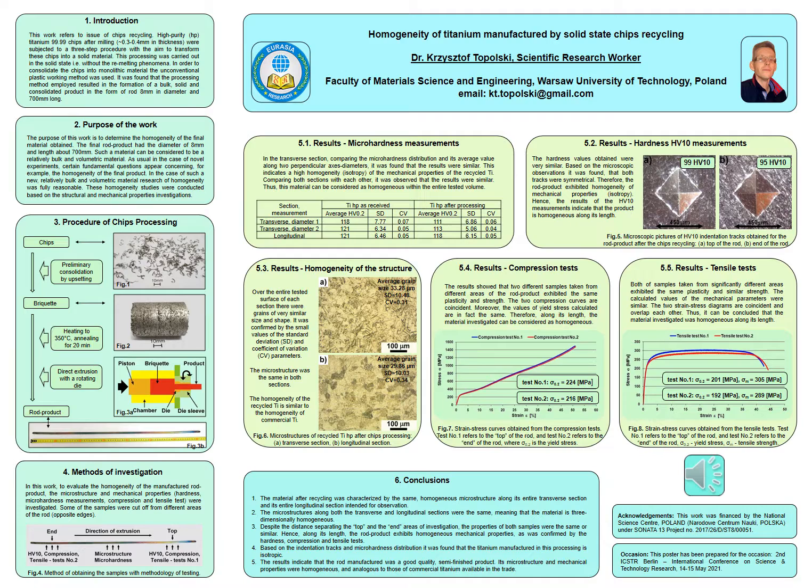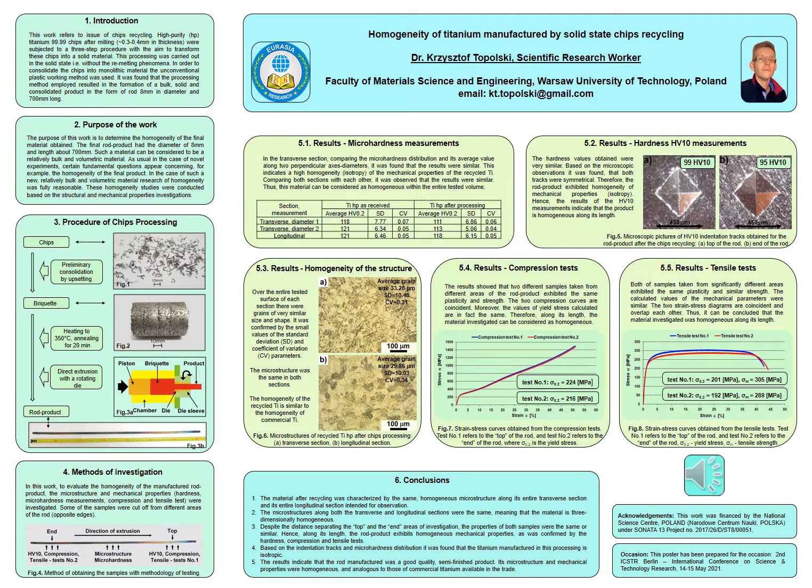Now, let's look at the section number 5.2. This section refers to the hardness measurements. The samples were cut off from different areas of the rod. Despite this fact, the hardness values obtained were very similar. During the hardness measurements, indentation tracks were formed. Based on the microscopic observation, it was found that both tracks were symmetrical. Therefore, it was shown that the rod exhibited homogeneity of the mechanical properties. It means isotropy of the mechanical properties. So, the results of the hardness measurements indicate that the rod is homogeneous along its length.